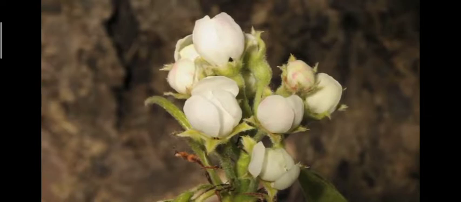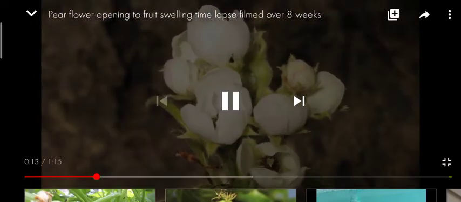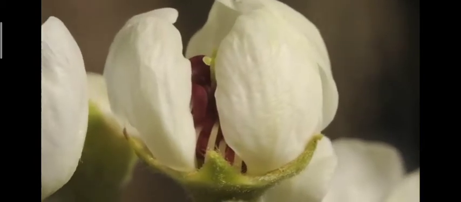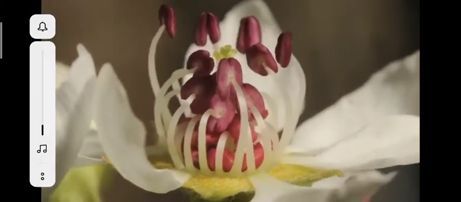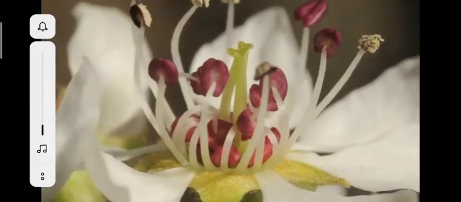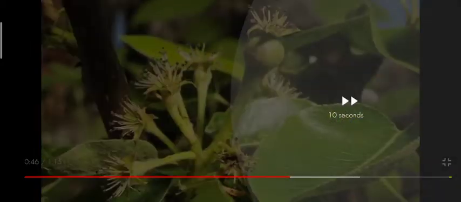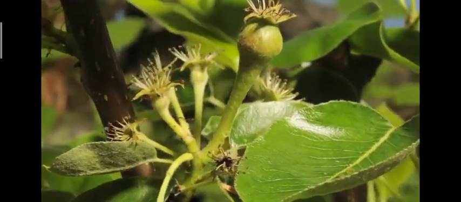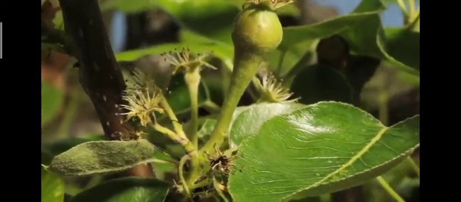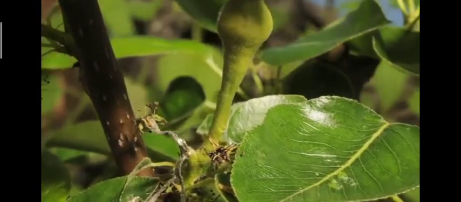Now we come to the part that fruits have seeds. Fruits have seeds inside them, and the flowers are close to the fruits. You can see here, this is a flower, and it is a pear flower. Pear flower goes to the fruit. Here you can see this is a flower, and this is the fruit of pear. It gradually grows, and that's how the fruit comes up.